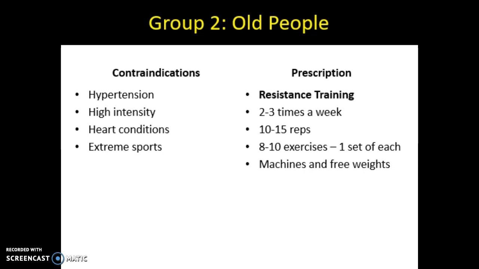In each session, they'd do 8 to 10 different exercises, but just one set on each exercise. And these exercises would be from the machines in the gym or free weights, and they could do both at the same time, as they've got to do 8 to 10 different exercises, so they would most likely use both.